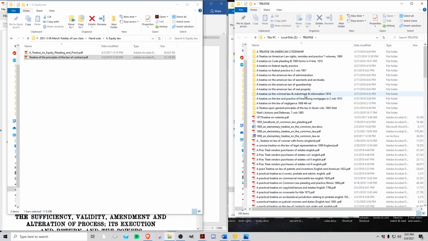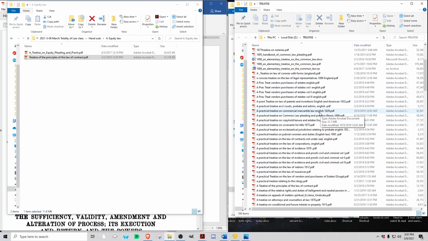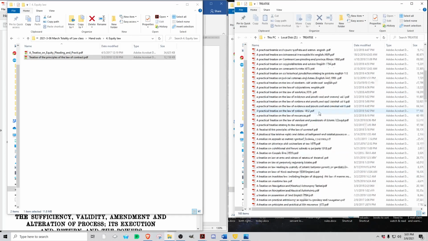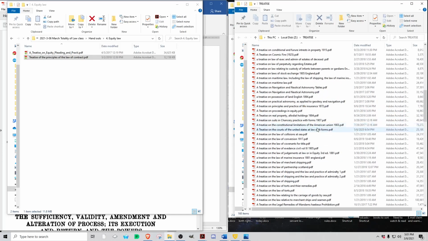Now, I have backups of all the rest of this stuff in different folders regarding what they are. So this is simply every single treatise I've ever downloaded. And I've not read, obviously, all of these, but a lot of them. And I've gone through a tremendous amount of them. So a treatise is basically the canonical text of whatever a subject is. So, treatise on proceedings and equity. There, that's going to tell you everything. Treatise on principles and practice of life insurance. There you go. Treatise on possession of land in England. A treatise of navigation and nautical astronomy.